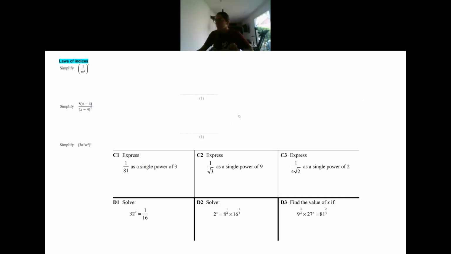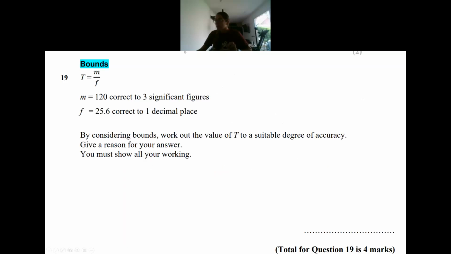Okay. Then we've got bounds. So I've picked a difficult bounds question here. So this is probably what we'll see towards the back end of the paper.